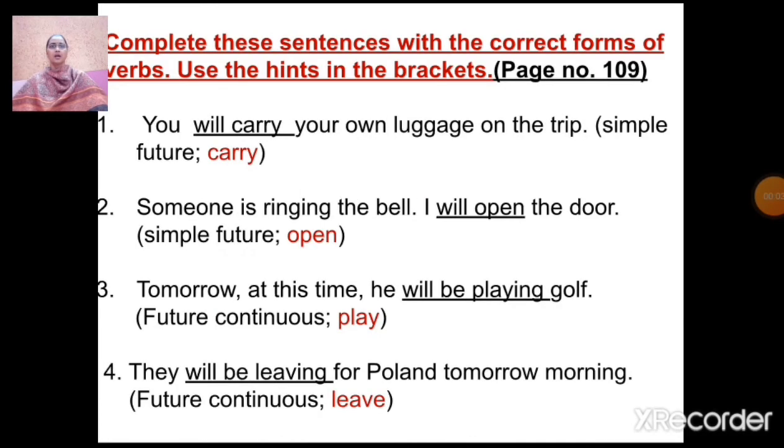Alright. Now students, come to page number 109 and let's complete this activity. Complete these sentences with the correct form of verbs.